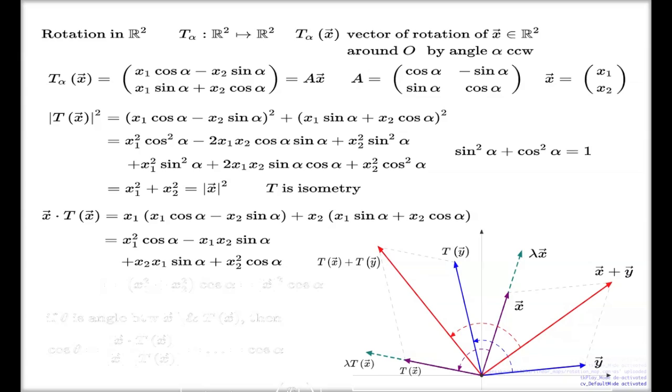Here are the expansions. Again, we see that these mixed products will cancel each other. And the remaining two give me x1 squared plus x2 squared times cos alpha, which again can be shortened to the modulus of x squared times cos alpha.